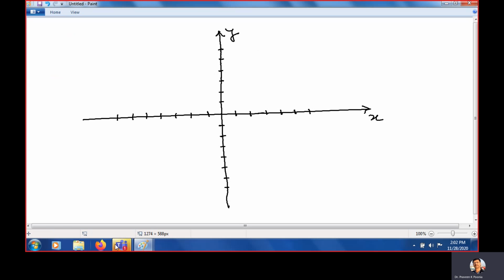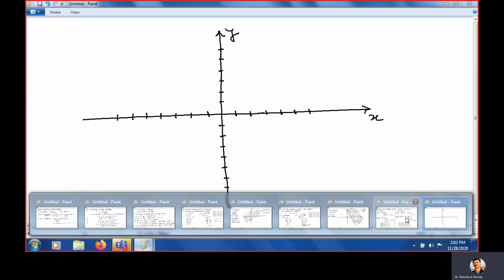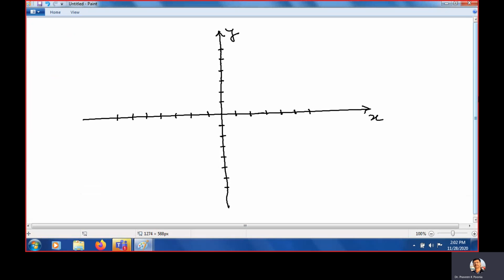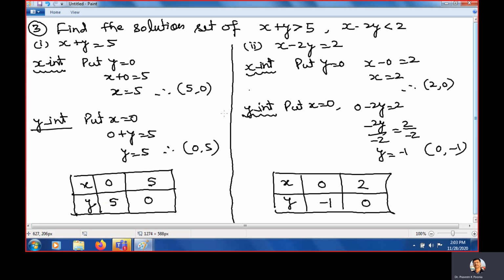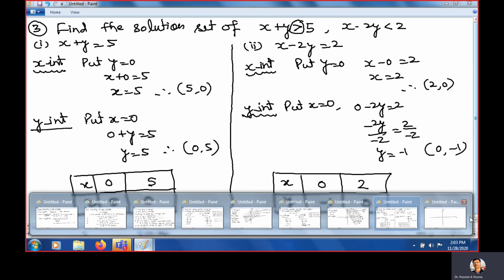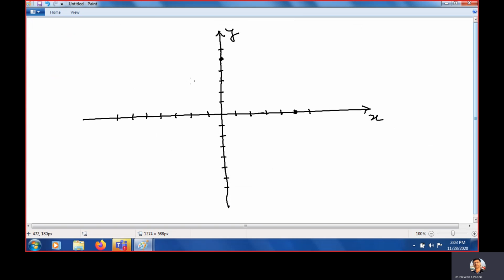Clear? Okay, so let us consider the first one. It is 5, 5, meaning 5 here on the x-axis and 5 here on the y-axis. But we need to see whether it is greater than, so the solution will be a dotted line. Okay, so it will be a dotted line. Let us join this.